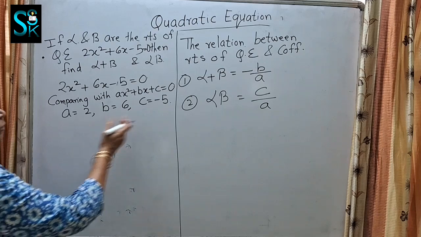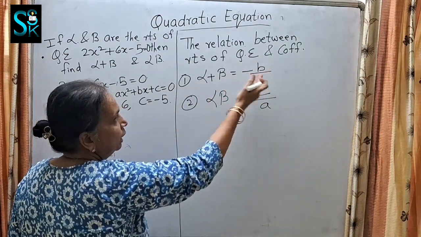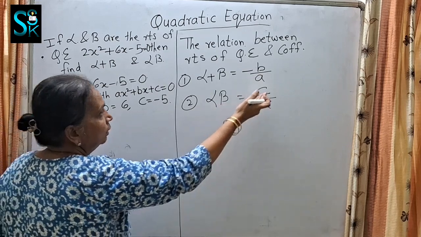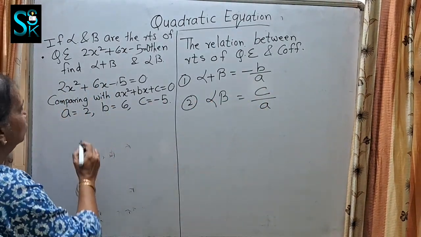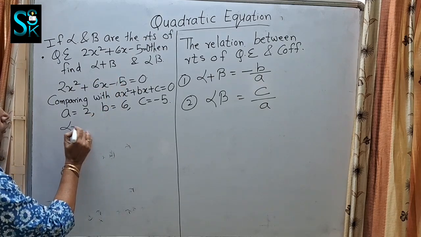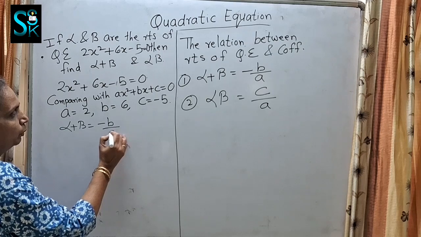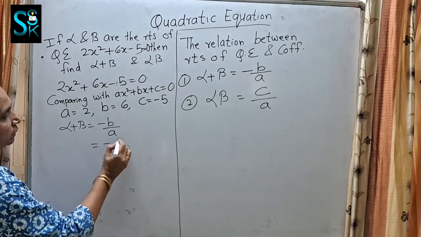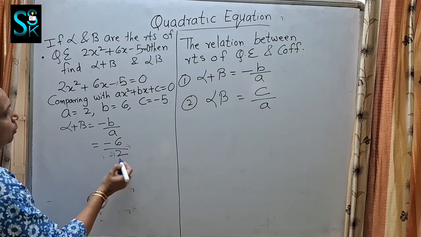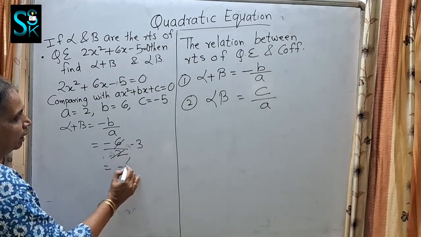Okay, why we have found out? Because you want to find out alpha plus beta, the formula says minus b upon a. And alpha into beta, the formula says c upon a. So you require a, b and c. So they have asked you to find out alpha plus beta. You are going to write just alpha plus beta is equal to formula minus b upon a. Again you can write formula minus b is 6, a is 2. You can simplify, 2 1s are 2, 2 3s are 6. So the answer is minus 3.